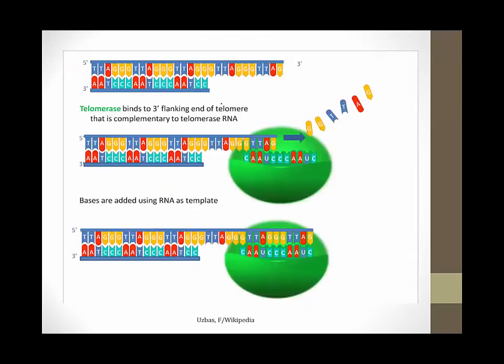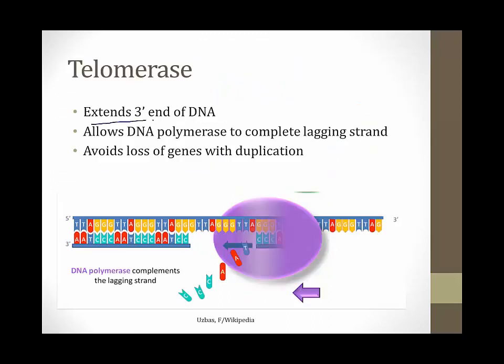So here's a picture to make this more clear. This is the telomere. This is the end of the chromosome here. You can see that it has TTAGG sequences near its 3' end. So this is where telomerase will come in and bind. Telomerase has an RNA template as part of the enzyme, which can bind to the telomere and then begin to extend the end of the telomere in this direction. Once it's extended the 3' end of DNA, DNA polymerase can come in and complete synthesis of the lagging strand in this direction, and this avoids loss of genetic material with duplication. If you didn't have this, this end of the DNA strand would not be replicated and it would be lost in each copy made of DNA.